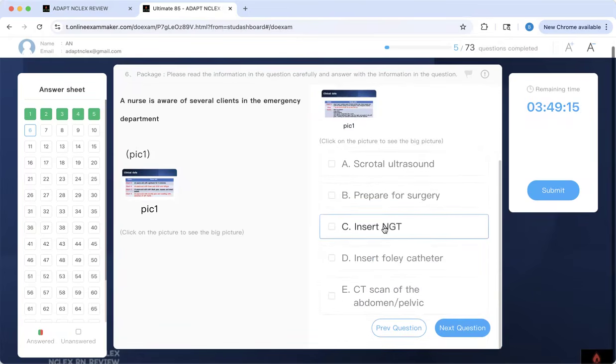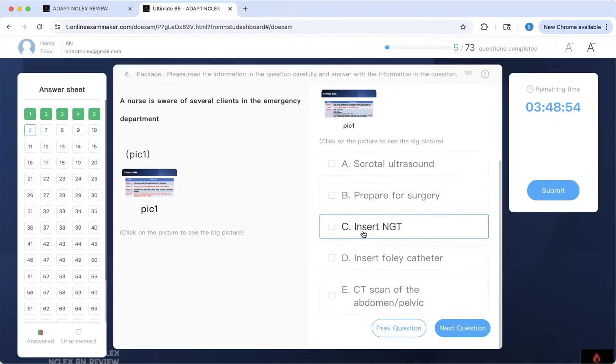Select and apply. Scroll to ultrasound, prepare for surgery, insert NG tube, insert Foley catheter, CT scan. Pick your answer. Which one will you do? The patient is vomiting and feels nauseated, not because they have an obstruction. NG tube is not indicated.